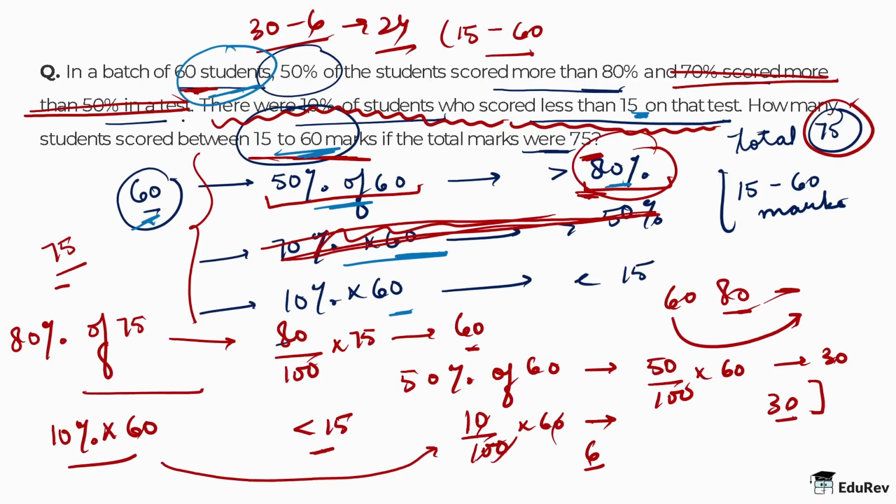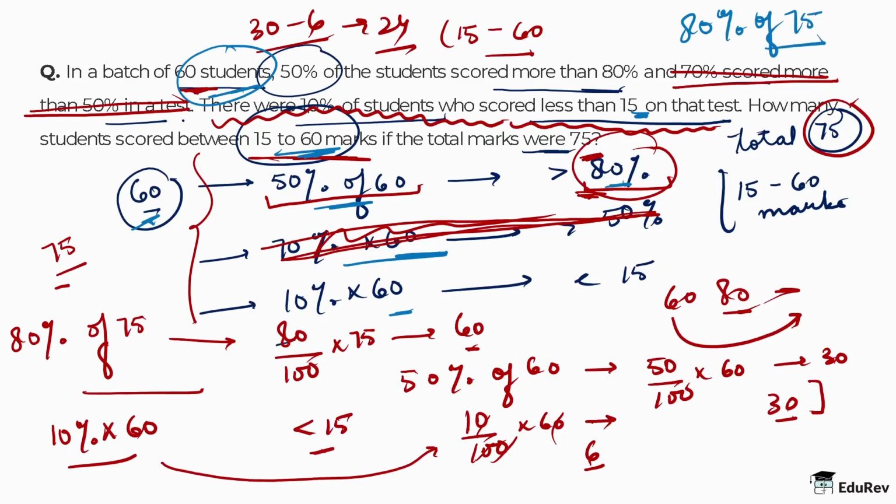So basically what we did, first of all, we calculated what is going to be 80% of the total marks. Because in the first case itself, 50% of the students were scoring greater than 80%. So when I calculated that there are 60, it has to be a criteria of 60. So how did I calculate it? I calculated it by doing 80% of the total marks, that is 80% of 75. Okay, as simple as that.